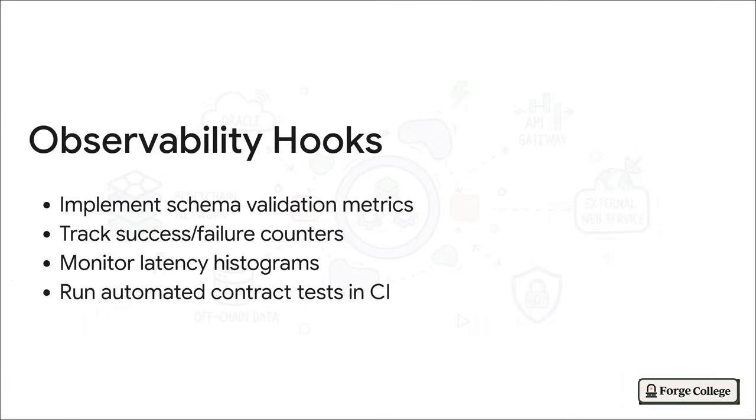But to actually support that human element, you have to put specific observability hooks in place. Think of these as your automated guardrails. You need to implement schema validation metrics, track your success and failure counters, keep a close eye on latency histograms, and, of course, aggressively run automated contract tests in CI. These hooks are the only thing preventing a third-party protocol's silent API drift from totally wrecking your production environment before you even notice something's wrong.